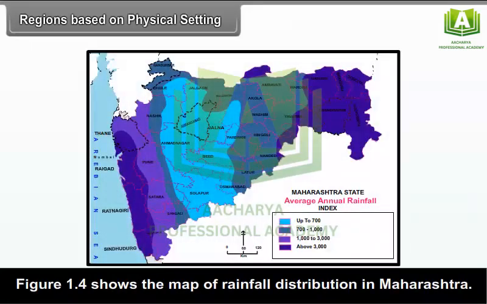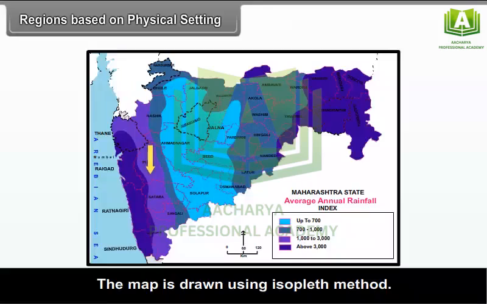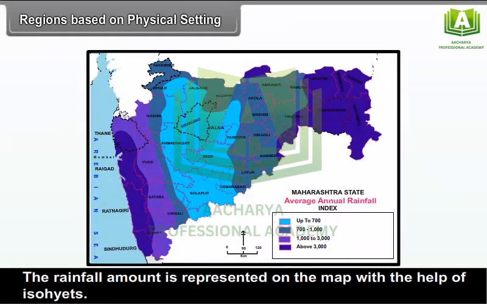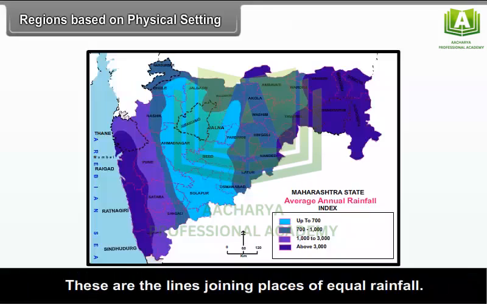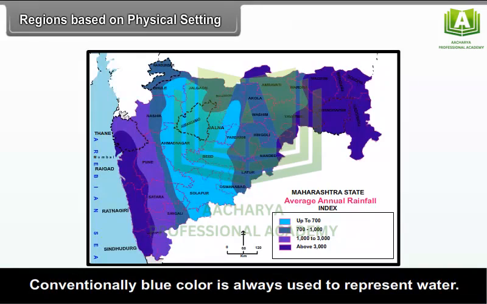Figure 1.4 shows the map of rainfall distribution in Maharashtra. It is drawn on the basis of rainfall data collected from different stations. The map is drawn using the isopleth method. The rainfall amount is represented on the map with the help of isoheights. These are the lines joining places of equal rainfall. The areas between certain isolines are colored with different shades of blue. Conventionally, blue color is always used to represent water.